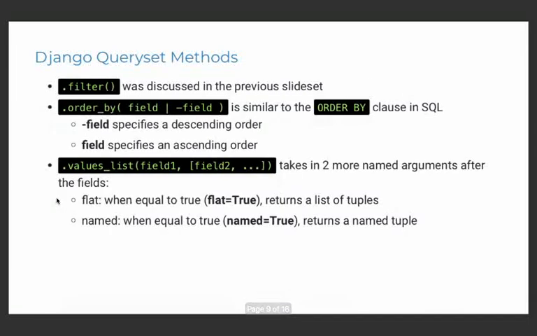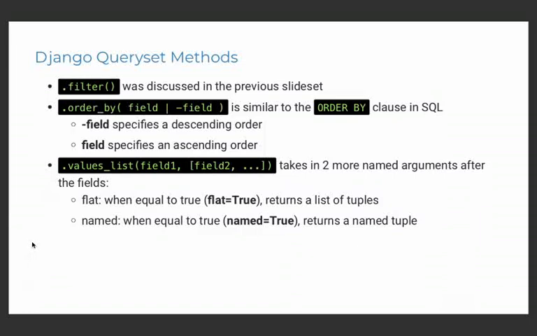So you're ordering it by that field in descending order. If it does not have that, it is in ascending order. So again, values list takes in two or more arguments. One is the list of fields, and then after that, it takes two more optional arguments, namely the flat and named arguments. These are keyword arguments.